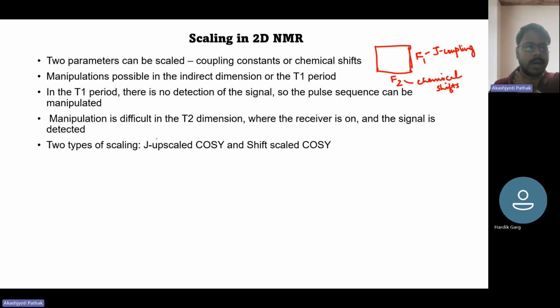Manipulation is difficult in the t2 dimension, where the receiver is on and the signal is detected. I hope you remember the general 2D NMR experiment. In a general 2D NMR experiment, we have this preparation time, right?